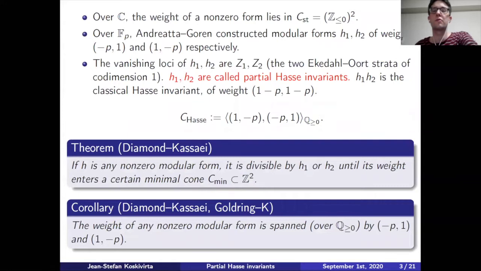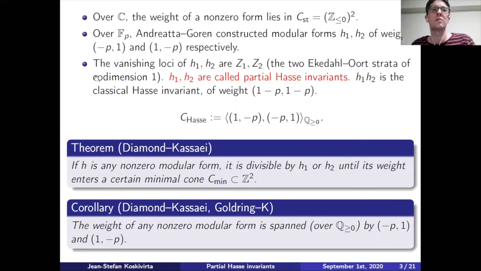First of all, if you look over the complex numbers, the weight of a non-zero Hilbert modular form lies in what Payman called the standard cone, or ST stands for standard, which is the pairs of non-positive integers. But if you look in characteristic p, Andreatta and Goren constructed modular forms which have weights outside of this cone. They constructed the modular forms H1 and H2 of weight (minus p, 1) and (1, minus p). So there is a positive component here.